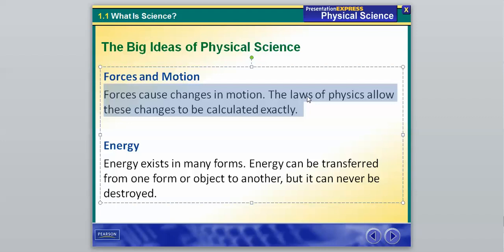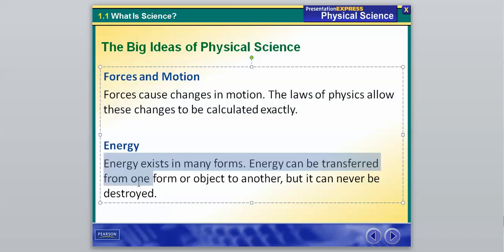And then energy, which is our last big idea, exists in many forms, which you're going to see this year, and it can be transferred from one object to another, but it can never be destroyed. So that is another big idea, that we never destroy energy. We can transfer it from one form or object to another. Again, never destroyed. It'll make more sense when we actually get to that, but this is just to give us a quick introduction.